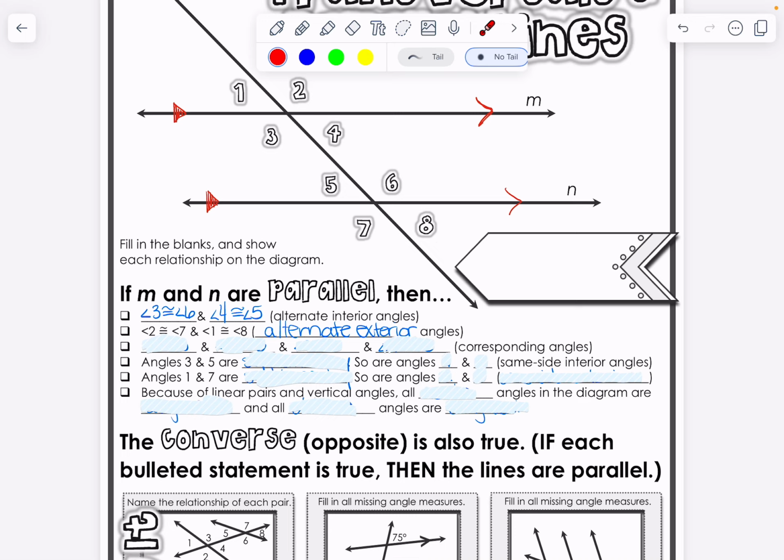And because M and N are parallel, that also tells us that all of those angles are congruent as well. So angle 1 is congruent to angle 5, angle 2 is congruent to angle 6, angle 3 is congruent to angle 7, and angle 4 is congruent to angle 8. Remember, the symbol I'm using for congruent is the little equal sign with the little wave on top of it. That means congruent, and congruent means equal.